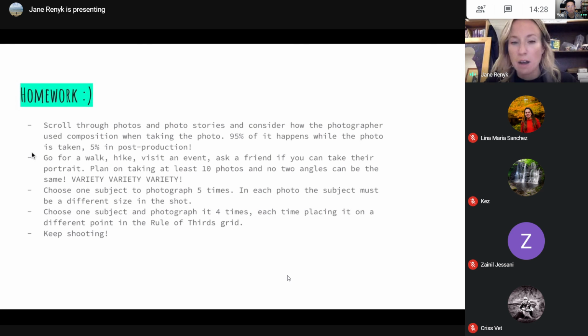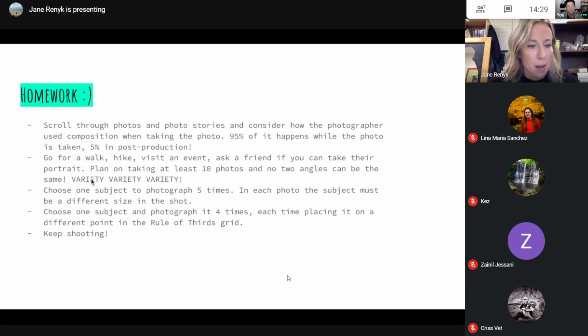The next one I think is the most important one, just variety. Just take a ton of different shots, different angles. So what I would do is ask a friend to go for a walk with you and plan on taking at least 10 photos, and no two angles can be the same. So get low, get high, and just change it up. I really do think that's going to be the biggest game changer for anyone's photography. And some of them are going to be terrible, but that's okay.